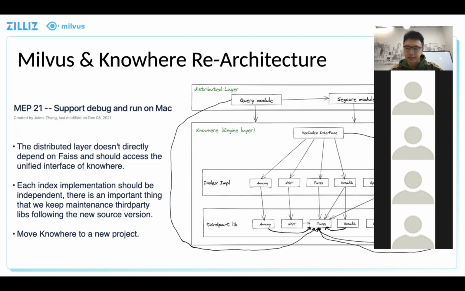So while we're doing this Mac support, we also did this re-architecture. The two biggest things we did are, first, we made a unified interface of Knowhere, and second, we moved Knowhere to a new OSS project, as mentioned by Xiaofan in the previous talk. If you are interested, you can read this proposal. I'm not going to talk too much about the details here.